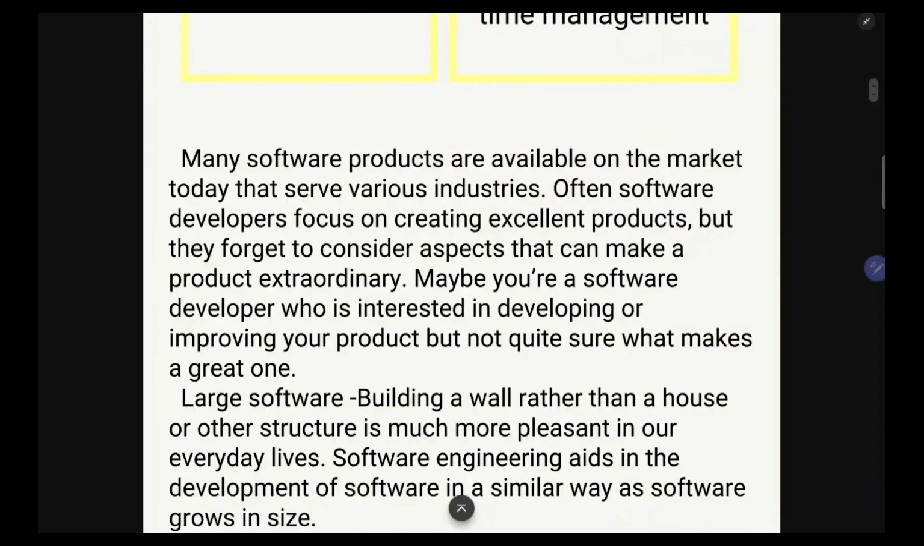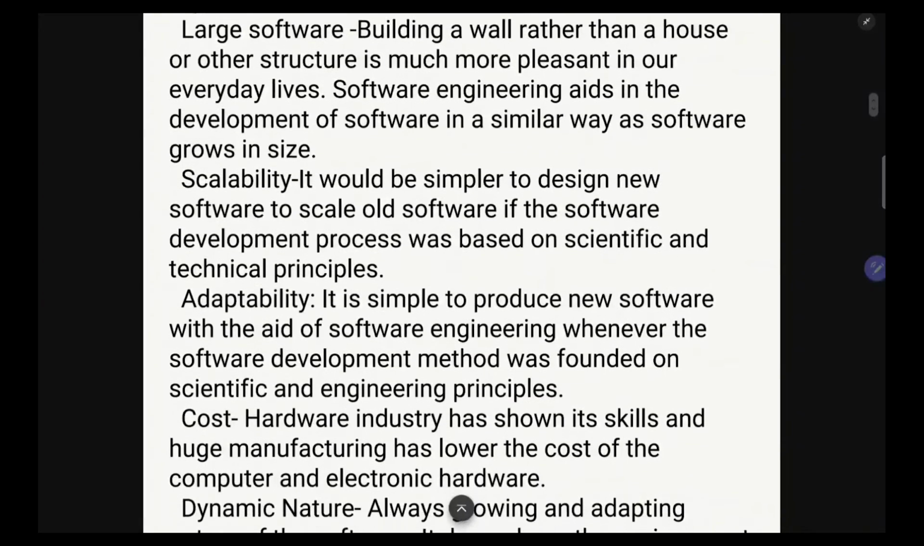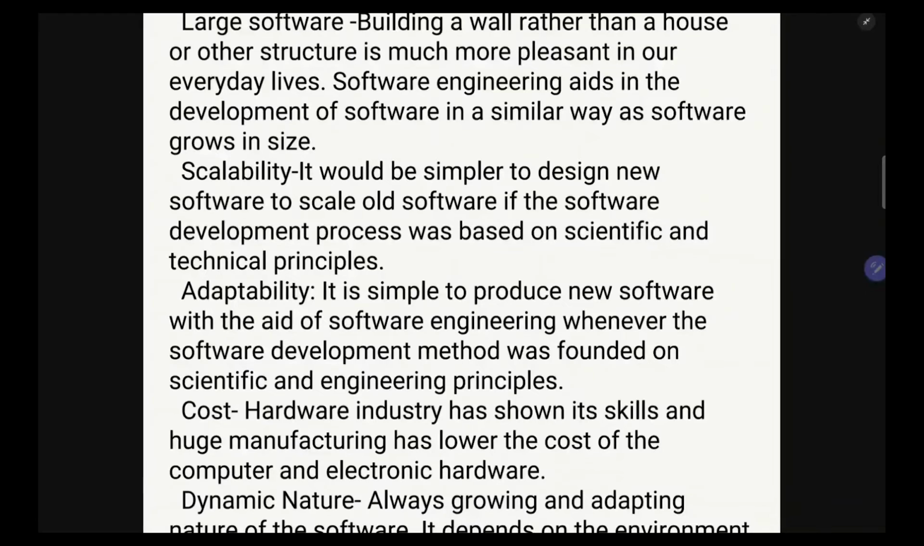First, we have large software. Building a wall rather than a house or other structure is much more pleasant in our everyday lives. Software engineering aids in the development of software in a similar way as software grows in size. Scalability. It would be simpler to design new software to scale old software if the software development process was based on scientific and technical principles. Adaptability. It's simple to produce new software with the aid of software engineering, whenever the software development method was founded on scientific and engineering principles.